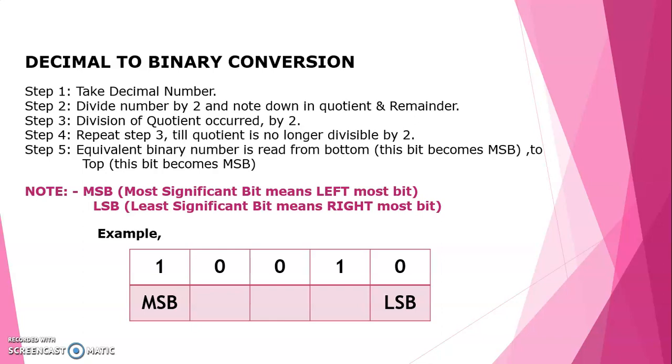Step 5. The equivalent binary number is read from bottom to top. The bottom bit becomes the MSB and the top bit becomes the LSB. Note, MSB is the most significant bit, meaning the leftmost bit. LSB is the least significant bit, meaning the rightmost bit. You can see the example. MSB is your first, and the last one is your LSB. That is, LSB is your rightmost bit and MSB your leftmost bit.